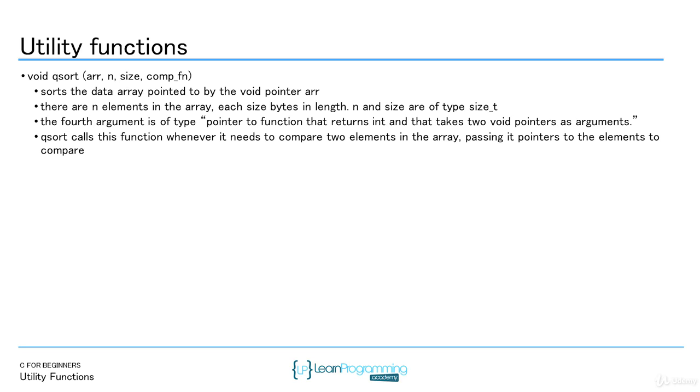There's a qsort function. This will sort the data array pointed to by the void pointer array. So there's an array that's taken as a first parameter, and it's going to sort it. There's going to be n elements in the array, each size bytes in length, and the n and the size are of type size_t. So there are 4 arguments that go to this function. The qsort is nice because you can sort an array. The 4th argument is a pointer to the function that you want to use for sorting. So it can become more complicated, but this is very useful when you need to compare 2 elements in an array. You can pass in the pointers to the elements that you want to compare against.